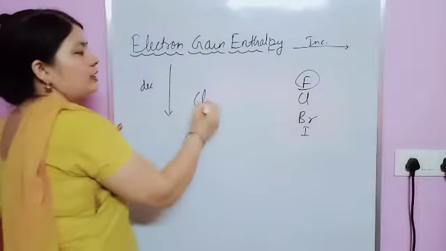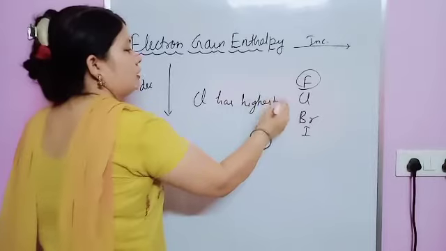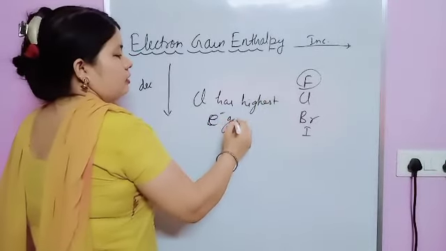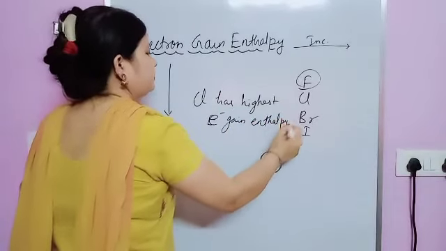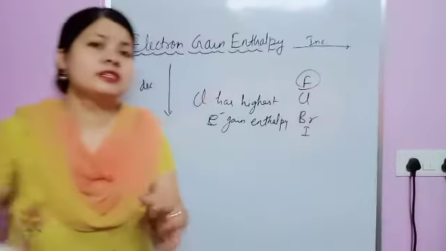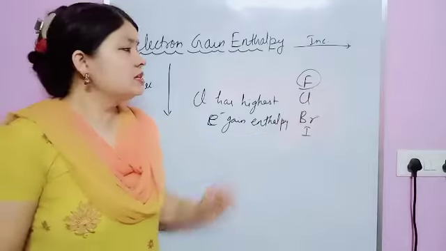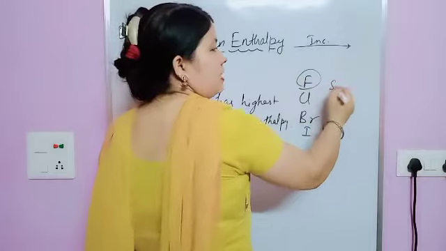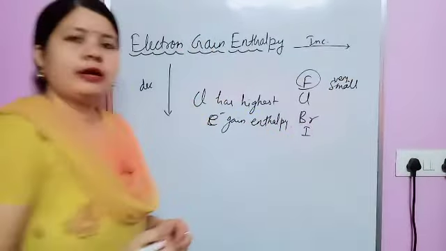Chlorine has the highest electron gain enthalpy. Now the question arises, why does chlorine have the highest electron gain enthalpy? The reason is actually the size of fluorine. The size of fluorine is very small as compared to chlorine.